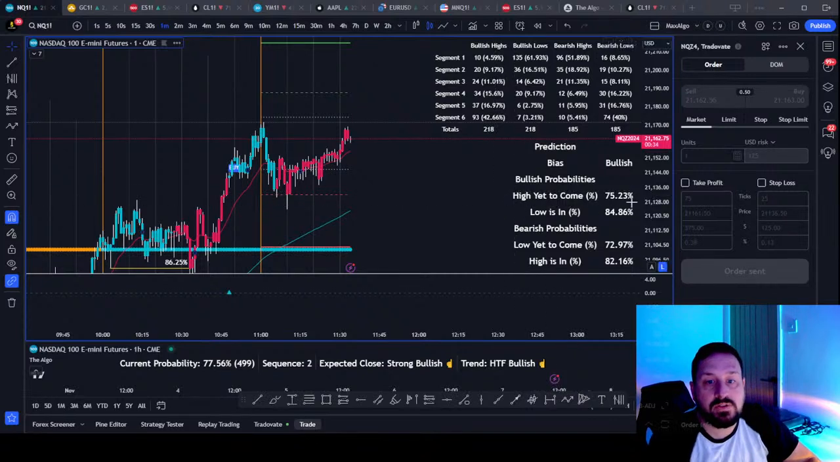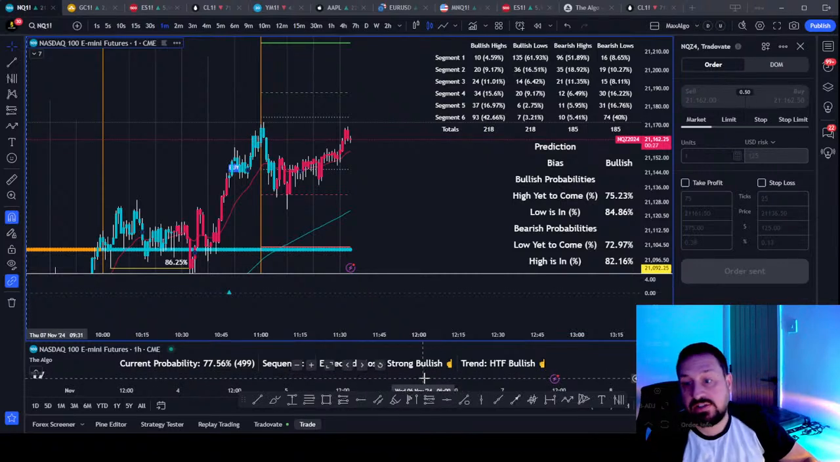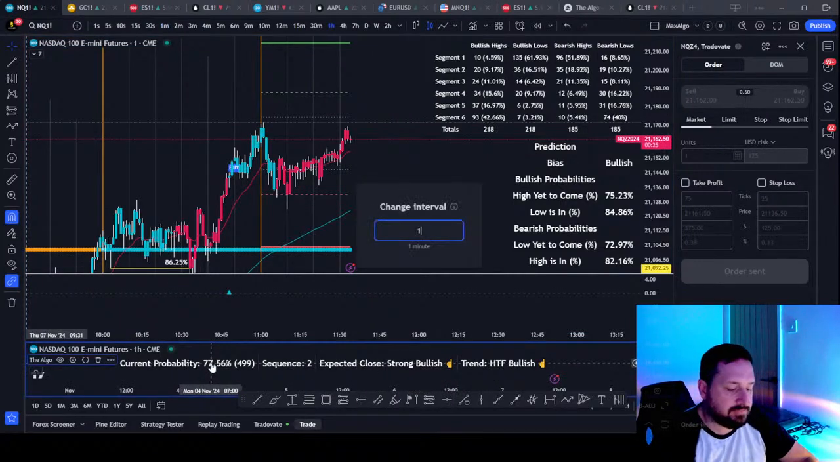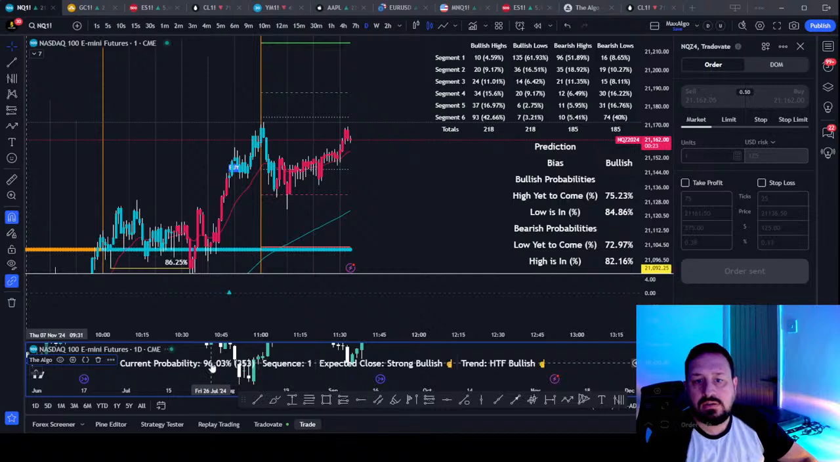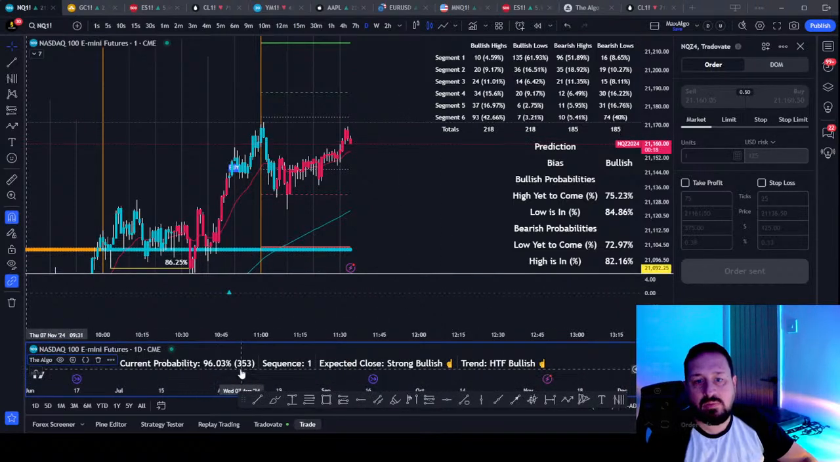Good question. Don't know. So obviously this hour we're a 77% probability of being bullish. The daily's bullish. Sequence 1, right? In line with the higher time frame. 96% probability for the day.